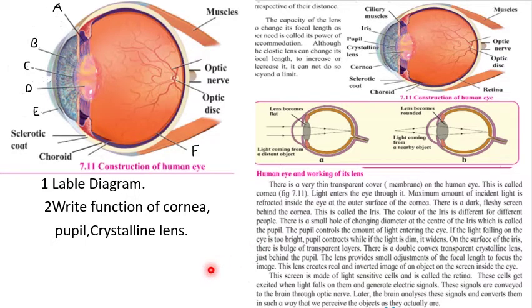Let us see the question of the paper 2020. Name the type of lens in the human eye. The type of lens in the human eye is a double convex transparent crystalline lens. Name the screen at which the maximum amount of incident light is refracted. As we know, the maximum amount of refraction of light occurs at the cornea. State the nature of the image formed of the object on the screen inside the eye. So the nature of the image is real and inverted.